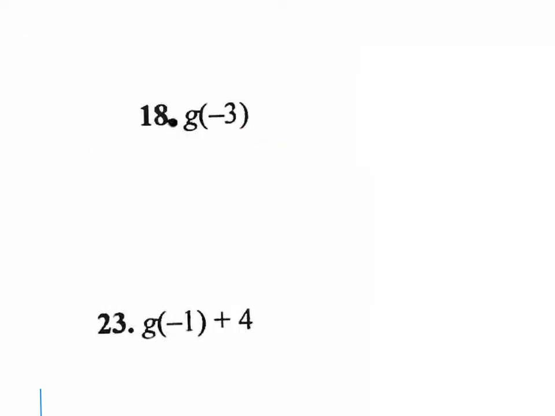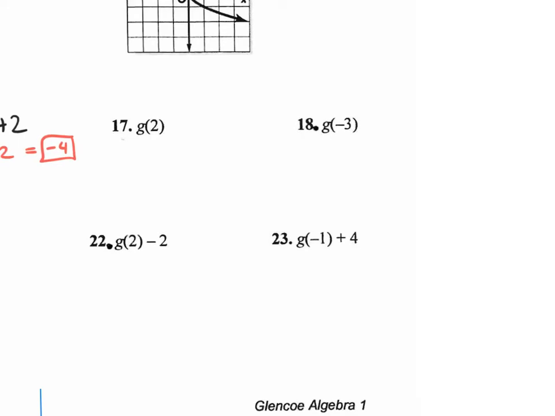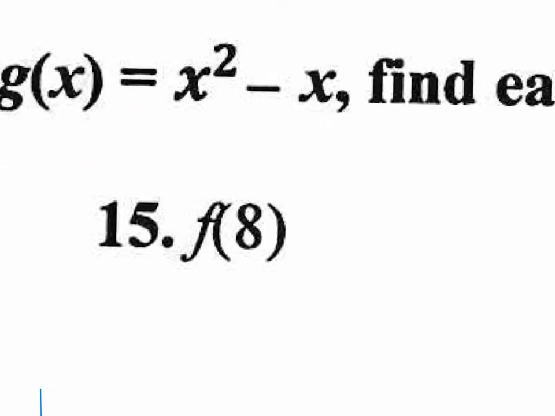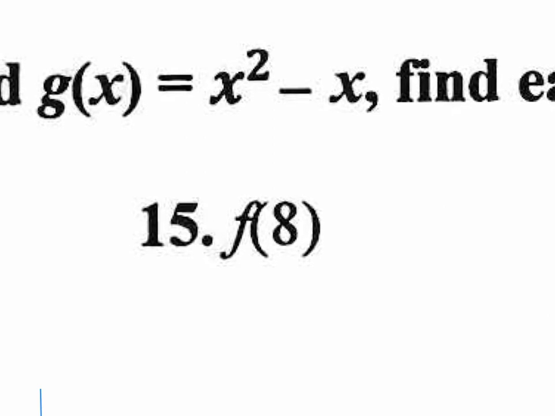18, on the other hand, is the G function. So you're not going to be using the F. You're going to use the G. And the G says x squared minus x. So again, g of x is really x squared minus x. What am I going to write?